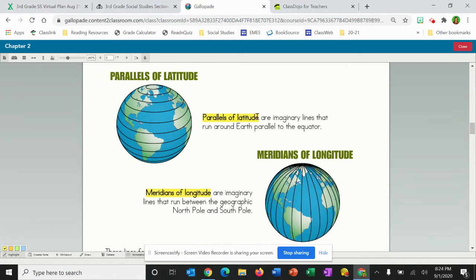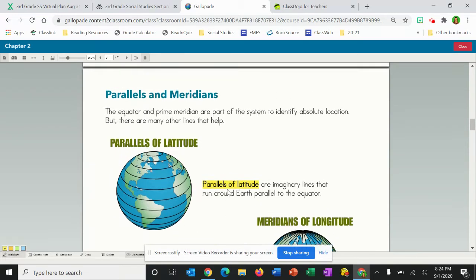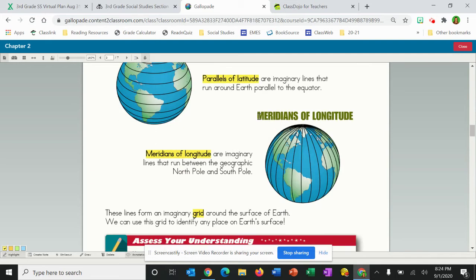So parallels of latitude are imaginary lines that run around the Earth parallel to the equator. And this one's already highlighted for us, so that's good. So remember, parallel means they're never going to touch. So they're running this way, they're running east to west or west to east. Okay, and here we have meridians of longitude. They are imaginary lines that run between the geographic North Pole, remember north, and the geographic South Pole, they're south. So they're running up and down, which for when we're talking about globes, that is north and south.